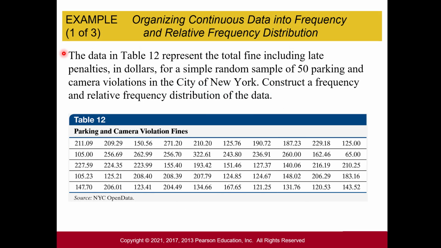Let's take a look at this example here. The data in table 12 represents the total fine, including late penalties, in dollars, for a random sample of 50 parking and camera violations in the city of New York. What we're going to do is construct a frequency and relative frequency distribution of the data. We have 50 pieces of information here, and notice this is raw data right now. It's not in any kind of organized fashion, and we're going to try to organize it.